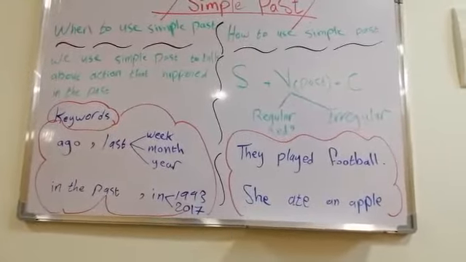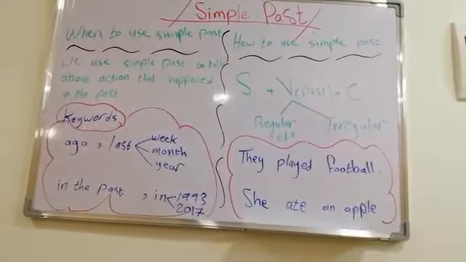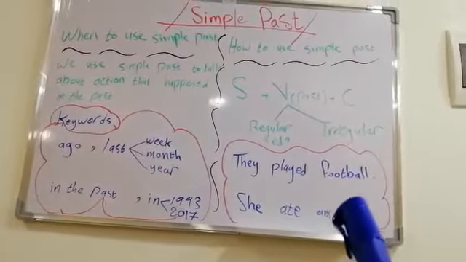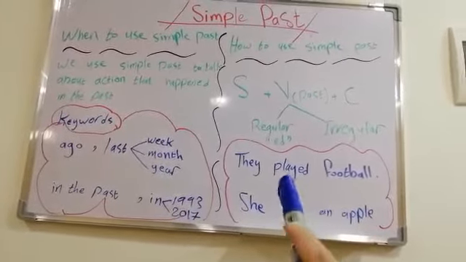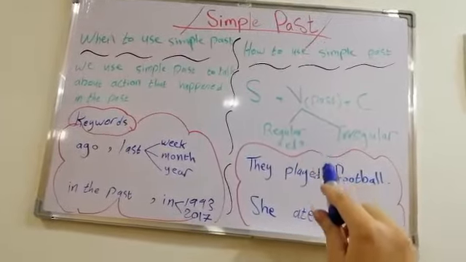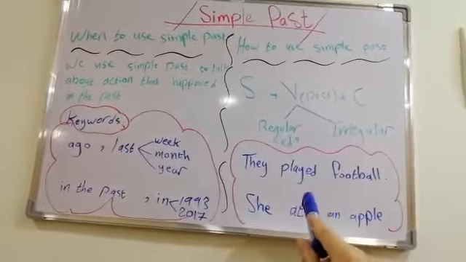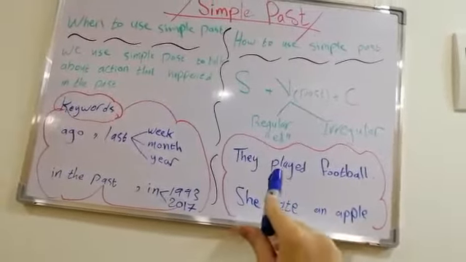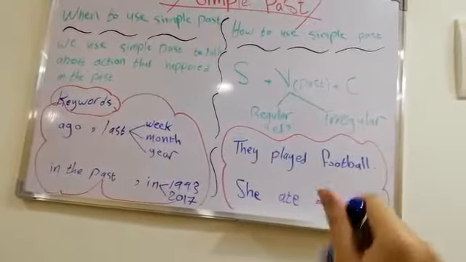So, they played football, okay? They, subject, played football. We have a regular verb. Why? Because we have ed at the end of the verb, so it is regular. They played football. لعبوا بالكرة, okay?